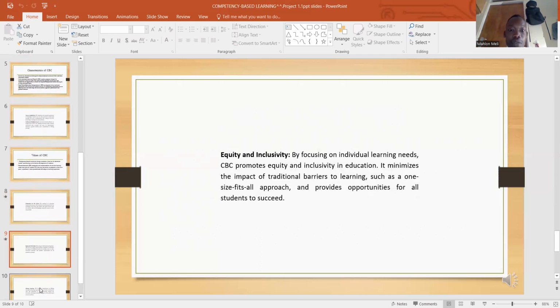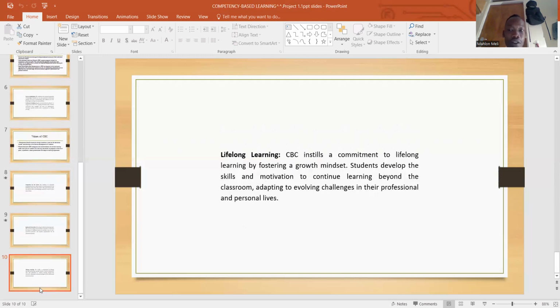The fifth is the equity and inclusivity. By focusing on individual learning needs, CBC promotes equity and inclusivity in education. It minimizes the impact of traditional barriers to learning, such as the one-size-fits-all approach, and provides opportunities for all students to succeed.